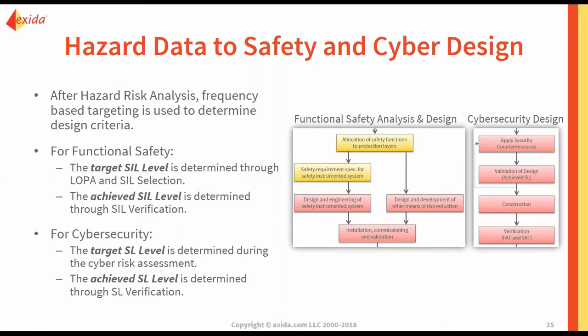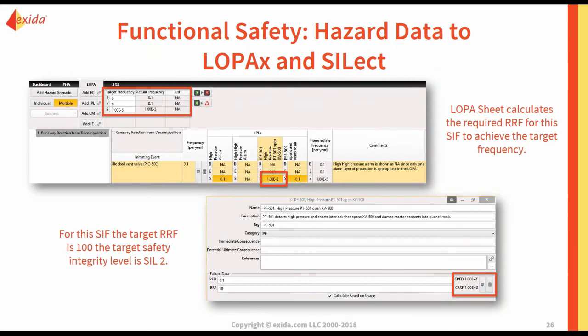At this point, you're basically taking your safeguards and countermeasures and making sure that you've closed the gap between your target frequency and your actual frequency. So we've all seen this for functional safety. Hopefully, this is how you would go from your PHA to your LOPA.